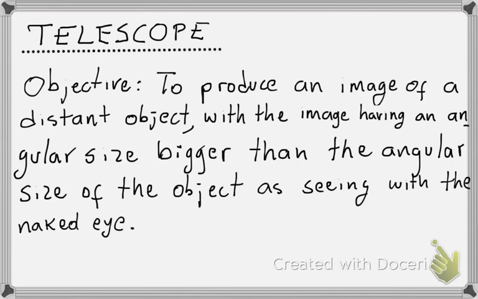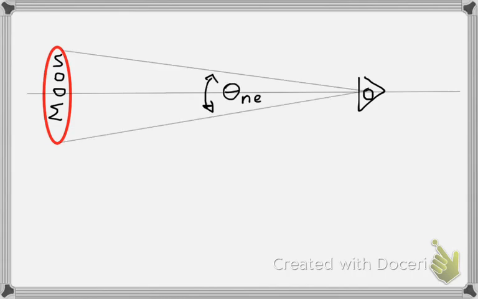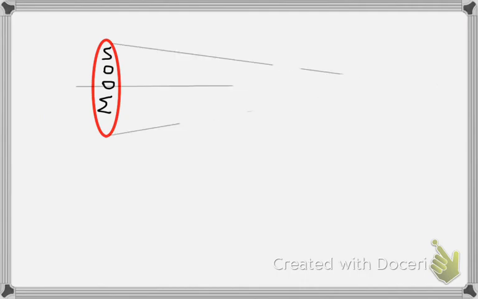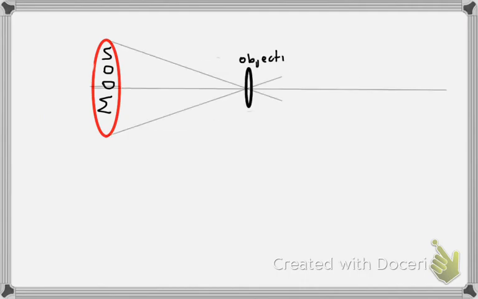So if we were looking at the moon just with our eye, then the moon would have an angular size that I'm calling here theta ne, for naked eye. So the line of sight to the top of the moon and the line of sight to the bottom of the moon make an angle between them that is what we call the angular size of the moon. That's about ½ degree for the moon in the sky. So the basic idea of a telescope, of course, is to do better than that and have an image bigger than ½ degree in angular size.